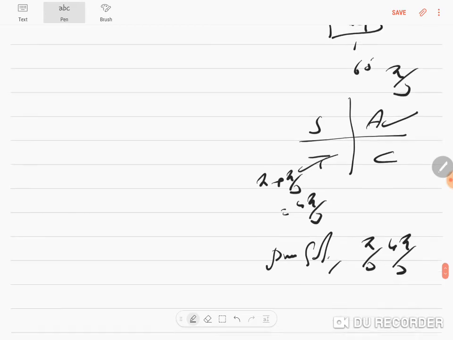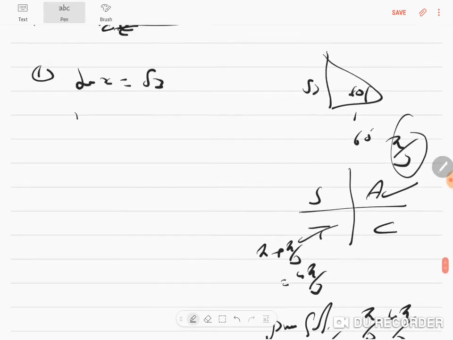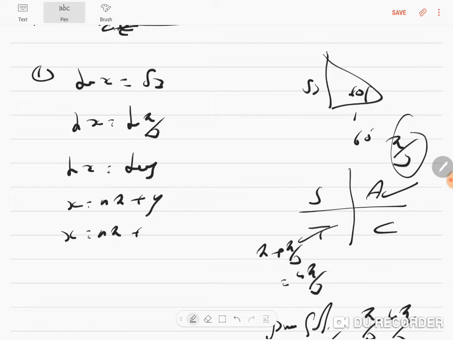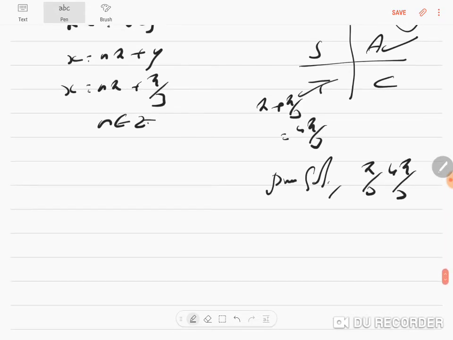General solution: take the first value, which is pi by 3, and substitute it here. Tan x is equal to tan pi by 3, which is of the form tan x is equal to tan y, so x is equal to n pi plus y. Thus x is equal to n pi plus pi by 3, where n is an element of Z, will be the general solution. So until then, all these sums, they will never ask in any of the exams.